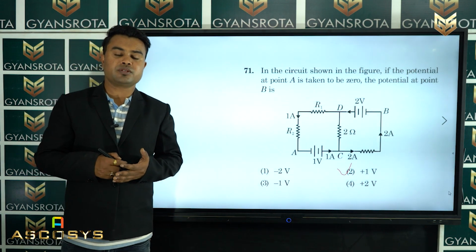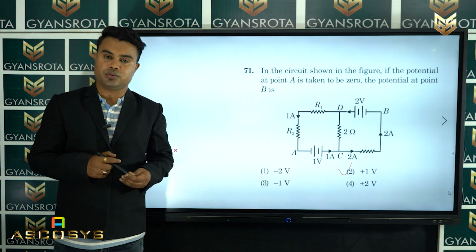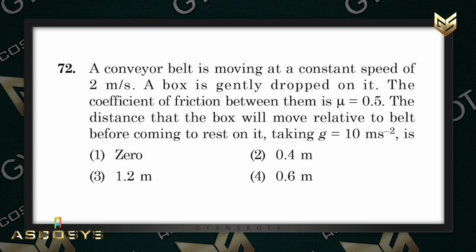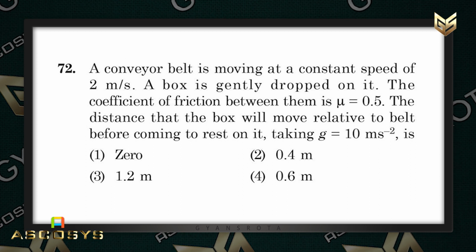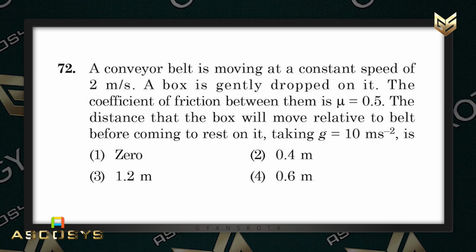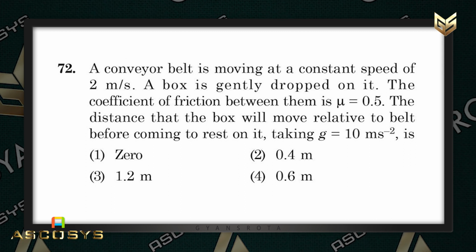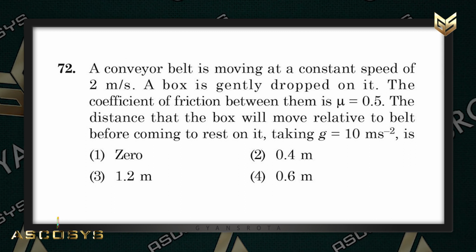So now let us move to the next question, that is question number 72. A conveyor belt is moving at a constant speed of 2 meter per second. Okay, its initial velocity is given to be how much? 2 meter per second. The box is gently dropped on it. A particular box is dropped on it. The coefficient of friction between them is mu equals 0.5.